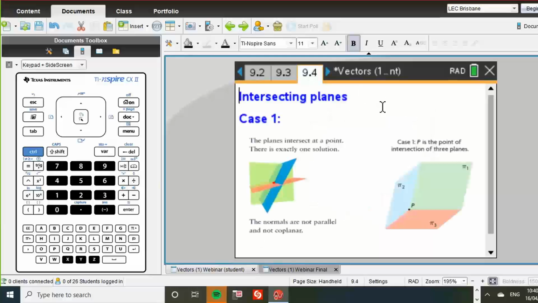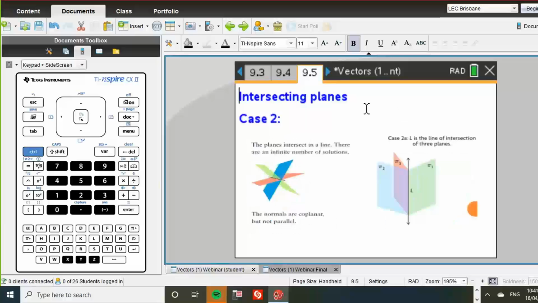And finally, we've got all these wonderful situations for intersecting planes. The first one is that the planes intersect at a point. There's exactly one solution. The normals are not parallel and not coplanar. So there's case 1. Case 2, the planes intersect in a line. There's an infinite number of solutions. Jim showed you that yesterday. The normals are coplanar but not parallel. So there's a situation of the planes intersecting in a line, L.